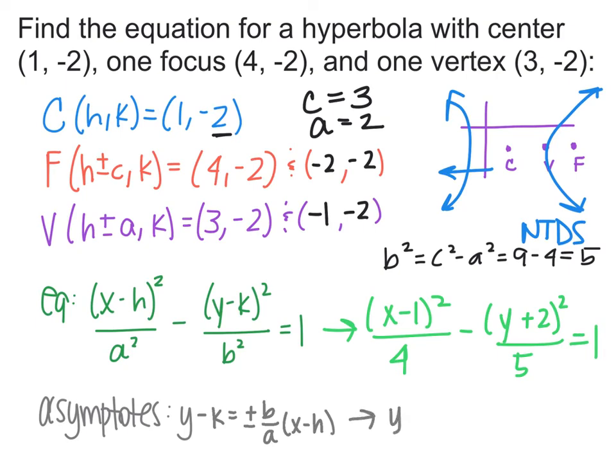So that's going to be y and then minus k, so that's plus 2. It's going to give me two equations, plus and then minus. So b is square root of 5, remember, because b squared is 5. So square root of 5 over 2 times x minus 1. And if you wanted to put that in your graphing calculator, here you would just move that negative 2 over and you'd have your y value. So you could plot those two lines if you wanted as well.